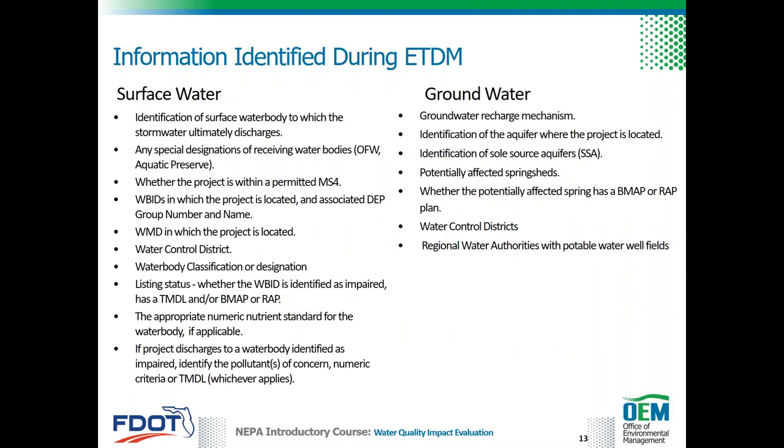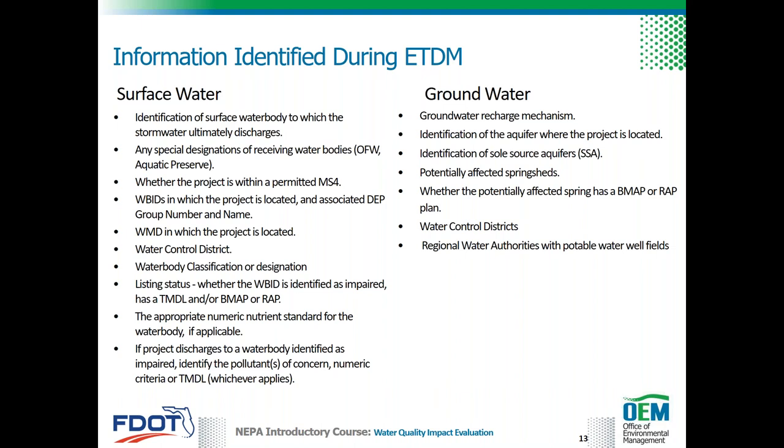In order to effectively utilize the ETDM process, the following types of data are included in the preliminary environmental discussion for surface water or groundwater in order for the environmental technical advisory team to provide action-oriented comments. For surface water, identify parameters such as surface water body and the ultimate stormwater discharge point, special provisions of those receiving water such as whether it is an Outstanding Florida Water or aquatic preserve, whether the project is within a permitted municipal separate storm sewer system or MS4, and other factors listed on the screen.